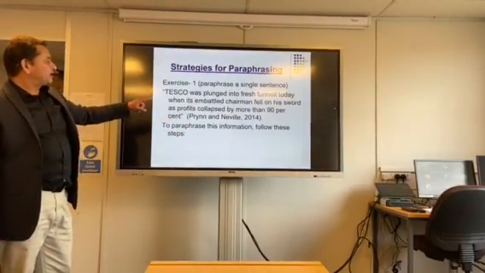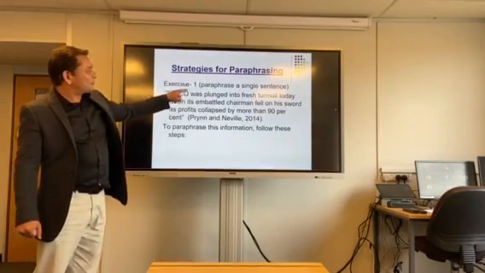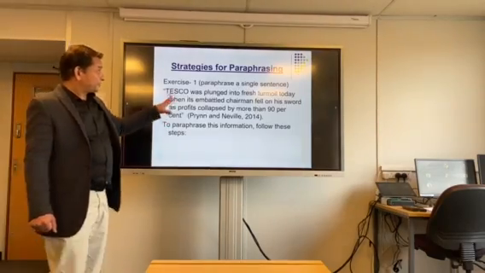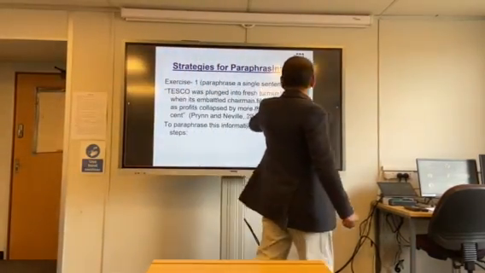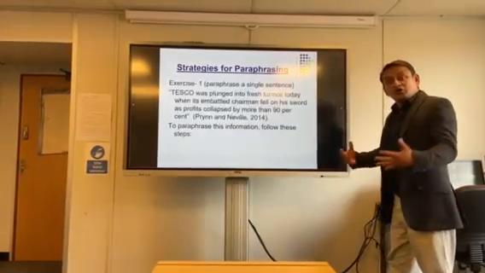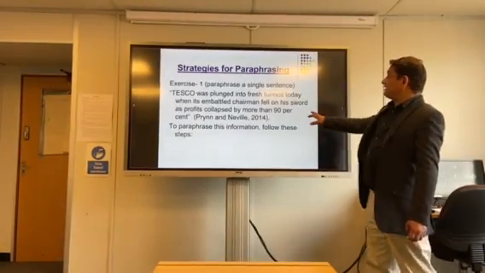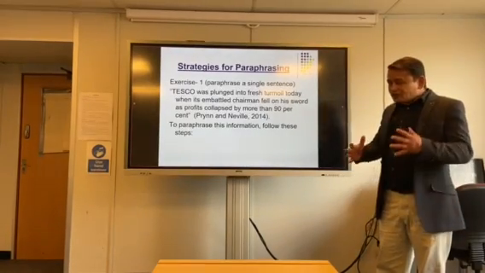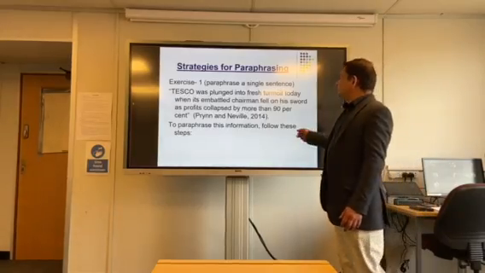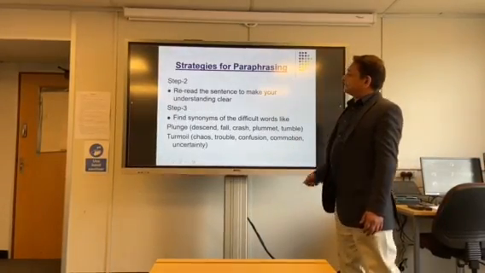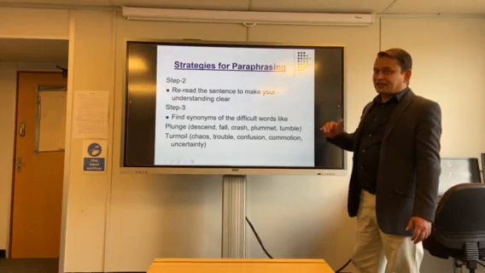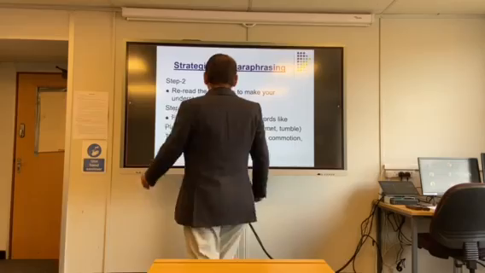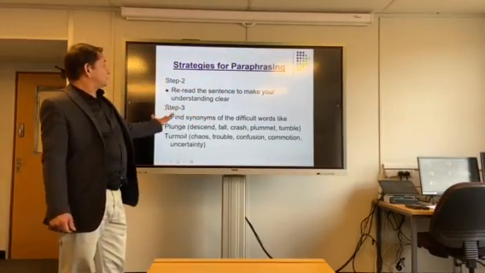Now you can understand that Tesco was plunged into fresh turmoil. You know the meaning of plunge. Plunged, turmoil, embattled, fell on sword. So now you understand what the meaning is. Chairman fell on his sword means the chairman took the responsibility. So once you have understood the difficult words and their meaning, the second step is to reread the sentence to make sure your understanding is clear.